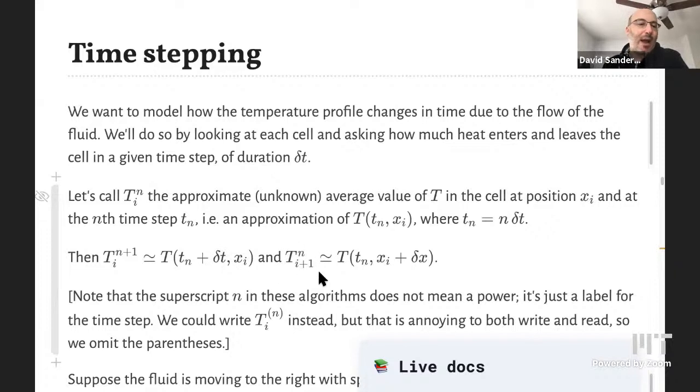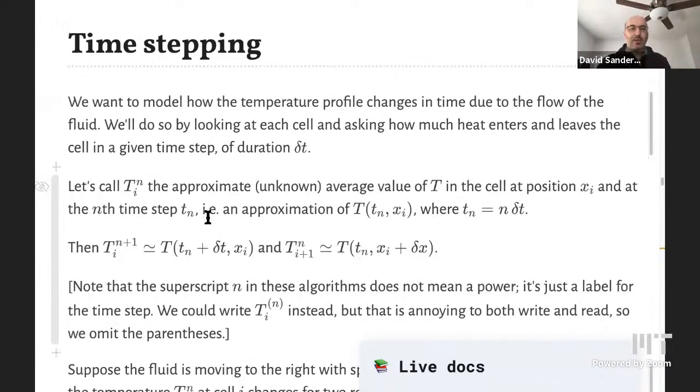Whereas T super n, I plus 1 represents the temperature at the same time, but the next cell over, right? So that's why we need to think of this two-dimensional grid with positions on the x-axis and time on the y-axis. And the question is, how can we relate? What we want to say is, if I know all of the temperatures at the current time, then what will the temperatures at the next time step be? This is time stepping, just like we did in the Euler method for ordinary differential equations.